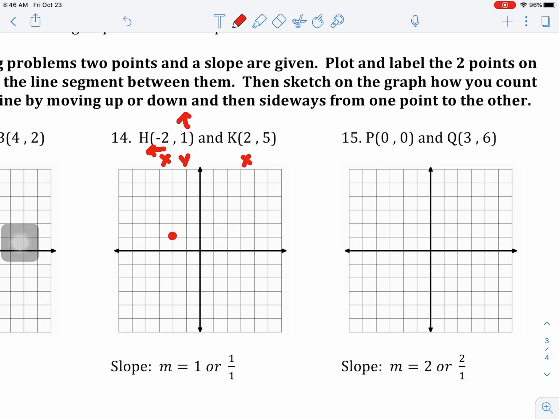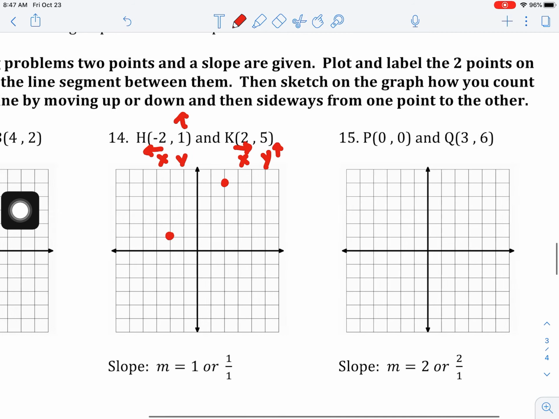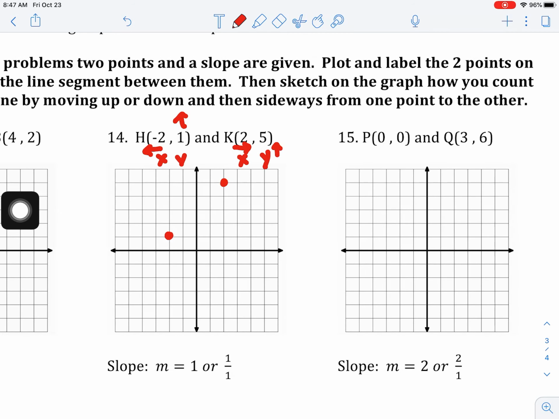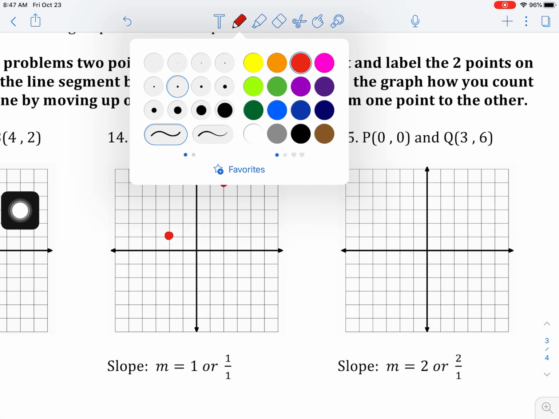And since the second set, I have x is a positive 2, which means I'm going to go to the right 2, and y is a positive 5. I'm going to go up 5. So I'm going to go to the right 2 and up 5. 1, 2, 3, 4, 5. So I have my 2 points, and they want me to find the slope.